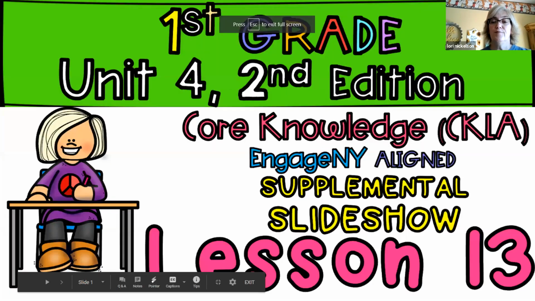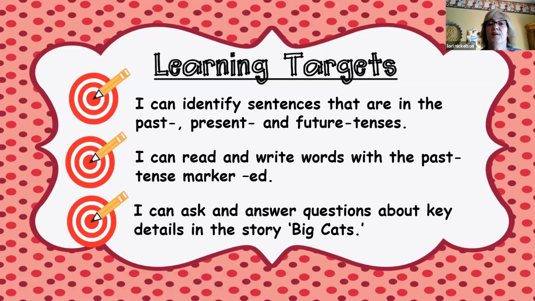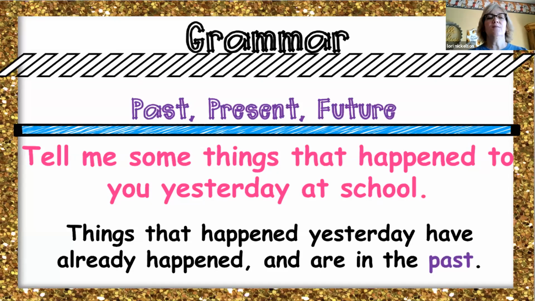All right, so Unit 4, Lesson 13. Our learning targets today: I can identify sentences that are in the past, present, and future tenses. I can read and write words with the past tense marker, ED, and I can ask and answer questions about key details in the story, Big Cats. Ooh, I can't wait. So grammar: past, present, and future.